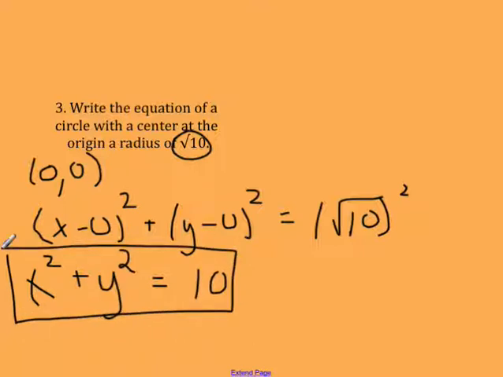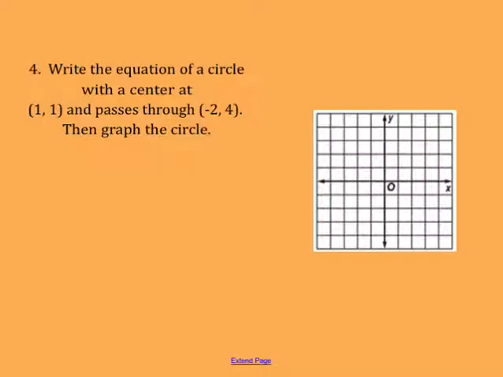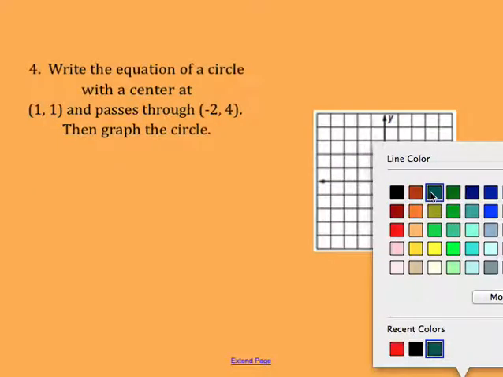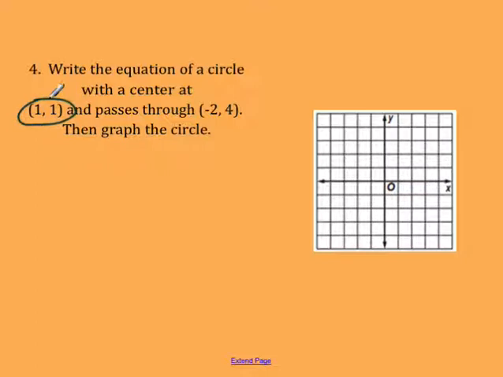So then we get x squared plus y squared is equal to 10 for your final answer for number 3. Let's take a look at number 4. Write an equation of a circle with a center at (1, 1) that passes through the point (-2, 4).